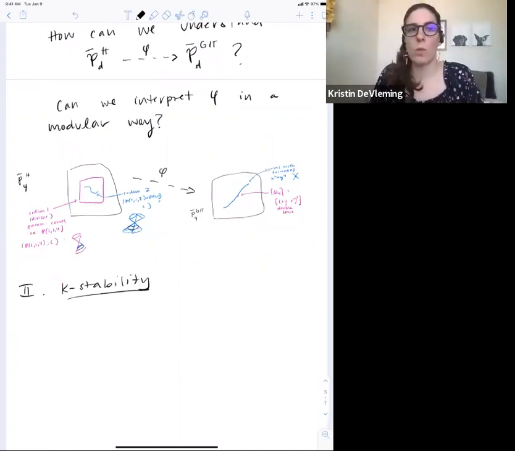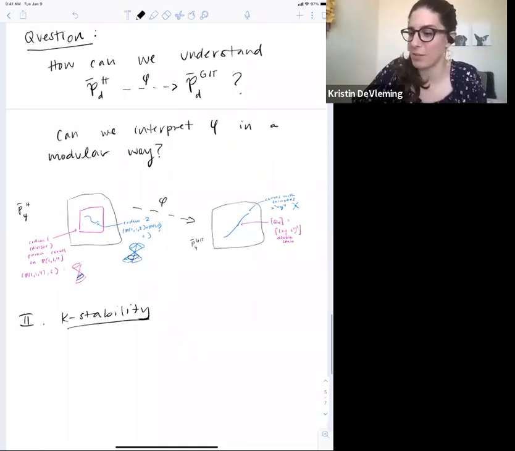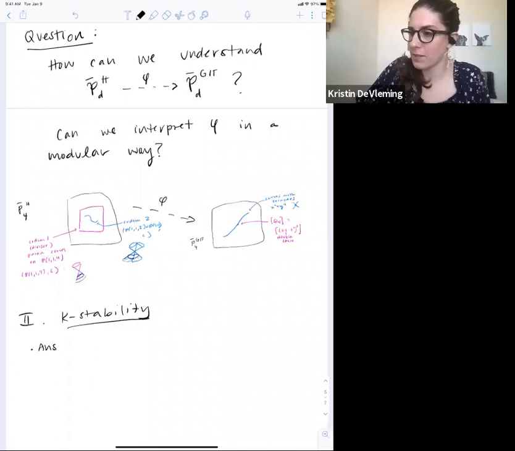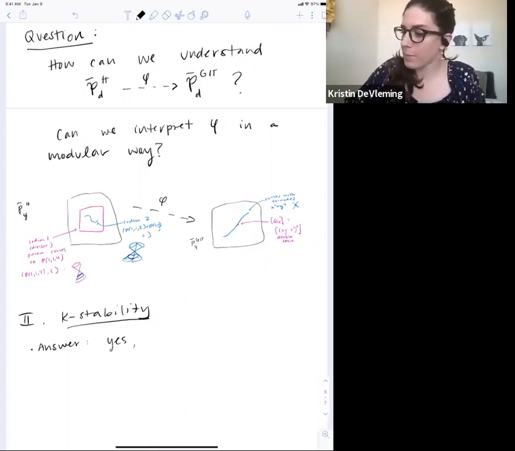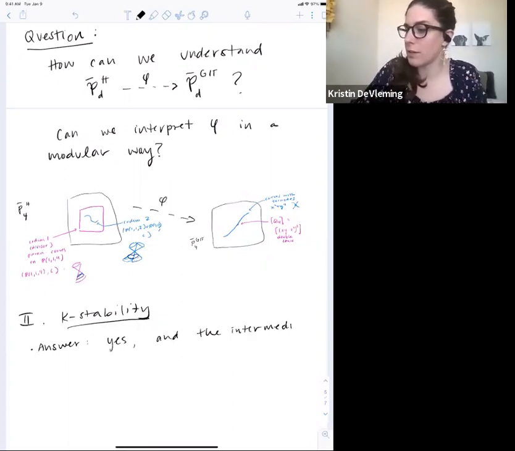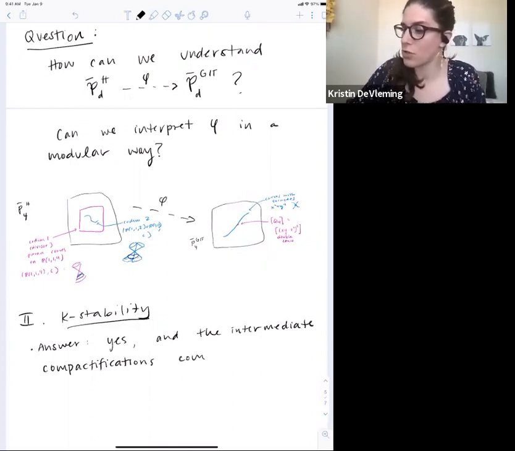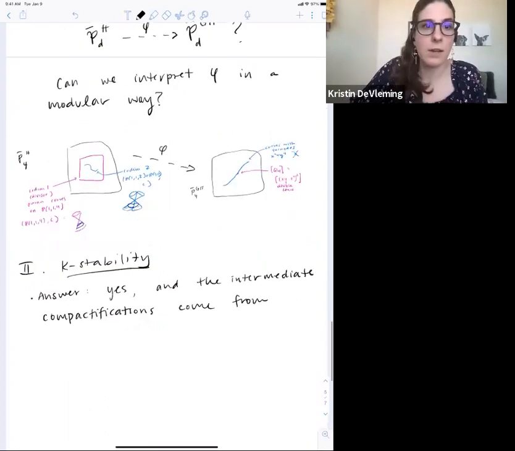And so what we can show is that the answer to this question, can we interpret phi in a modular way, is that yes, we can do so. We can interpret this in a modular way. And the intermediate steps, the way we translate from one moduli space to another, will be creating a series of intermediate compactifications, which come from a differential geometric notion of K-stability.